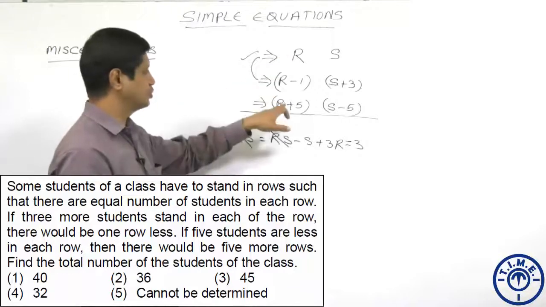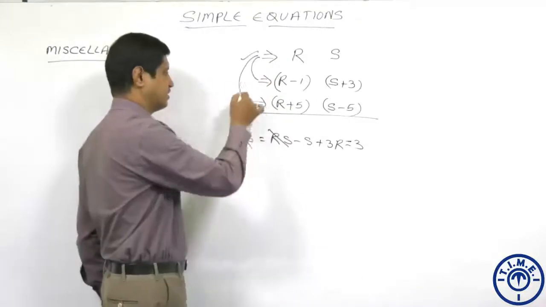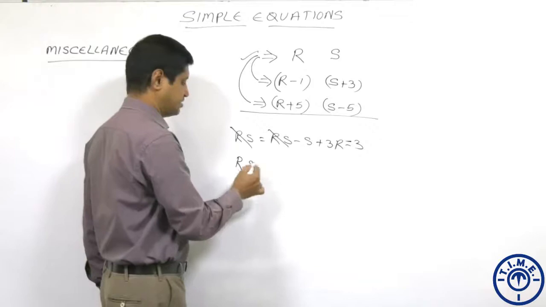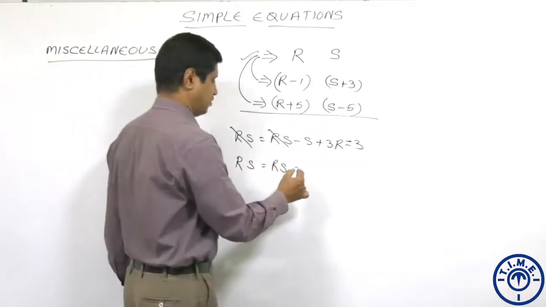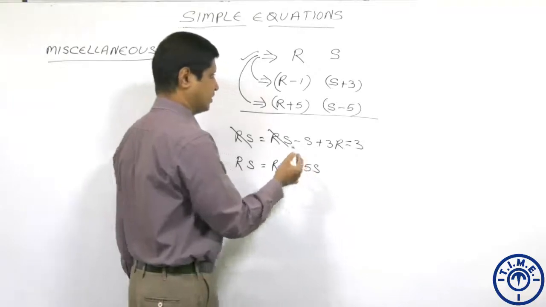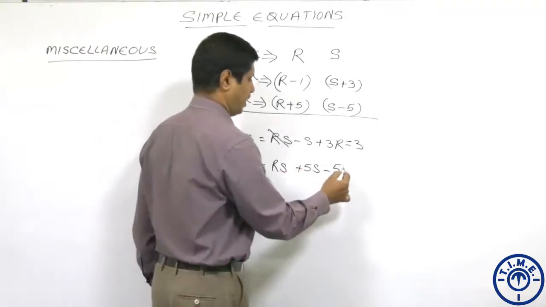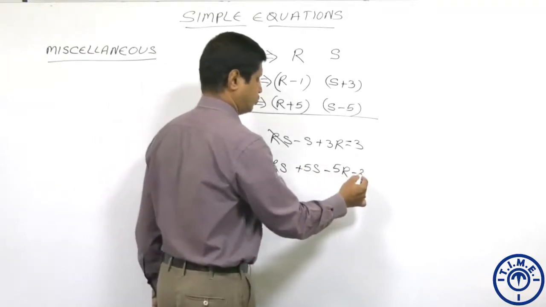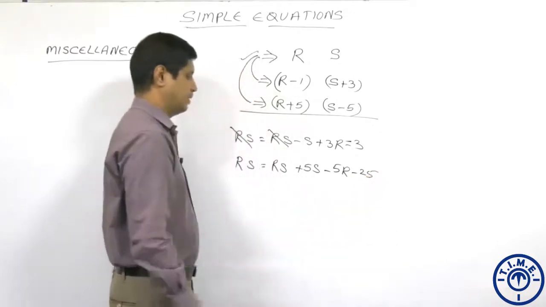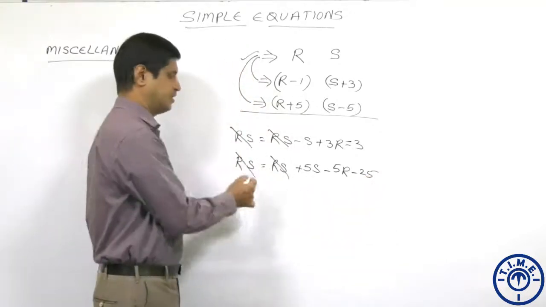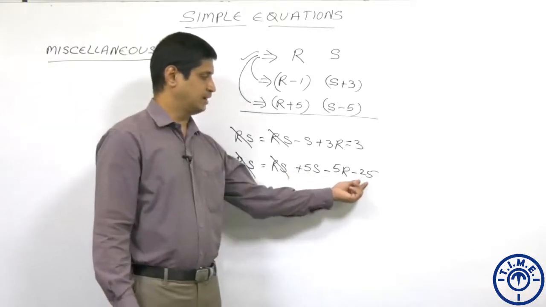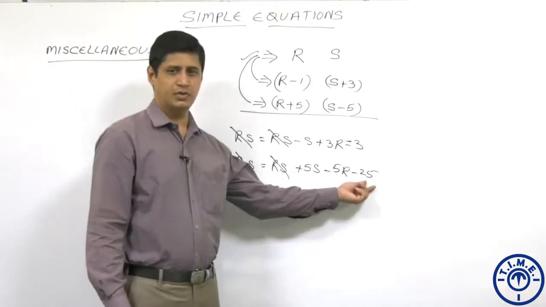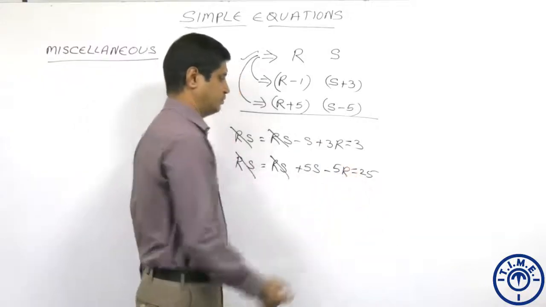Similarly, comparing these two, what is the result? Now RS is equal to the product of R plus 5 and S minus 5, that is RS plus 5S minus 5R minus 25. Now RS gets cancelled, remaining 5S minus 5R minus 25. Take this minus 25 to the other side, and it becomes positive.